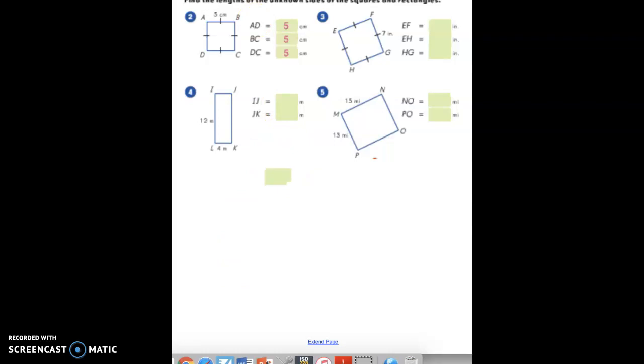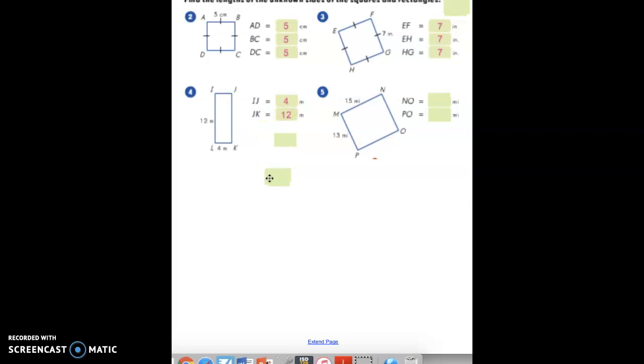If you guessed 5 on the squares on number 2, you were absolutely right. They're all 5 centimeters. How about this square? I'm guessing you're going to say 7. You're right. They are all 7 inches. Now this, number 4, is a rectangle. So I am guessing for JK, you have 12 meters. And for IJ, you're going to have 4 meters.